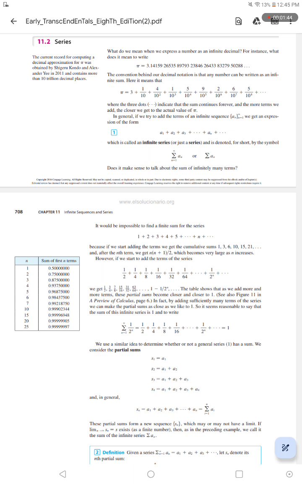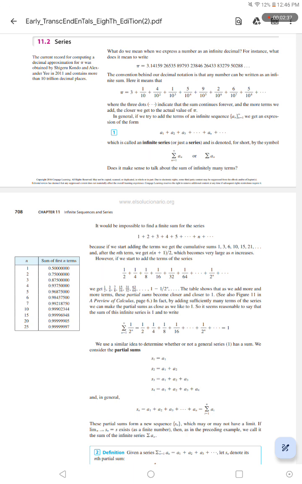In general, if we try to add the terms of an infinite sequence {a_n} from n equals 1 to infinity, we get an expression of the form a_1 plus a_2 plus a_3 plus ... plus a_n plus ..., which is called an infinite series or just a series, and is denoted for short by the symbol the sum from n equals 1 to infinity of a_n, or the sum of a_n.